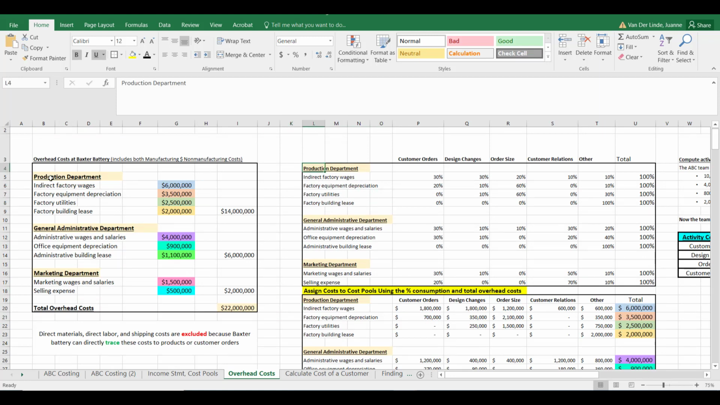Just notice that in this table right here, they took the production department costs, general admin, and marketing costs, and they just copied them over here. So we're just looking at the same table here. I just copied these titles over.